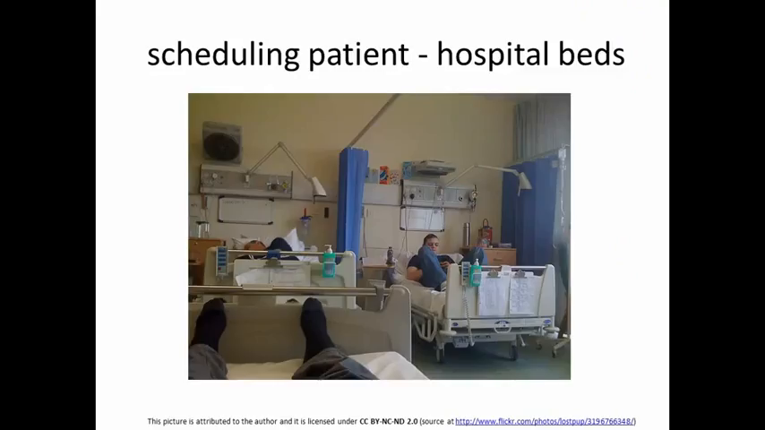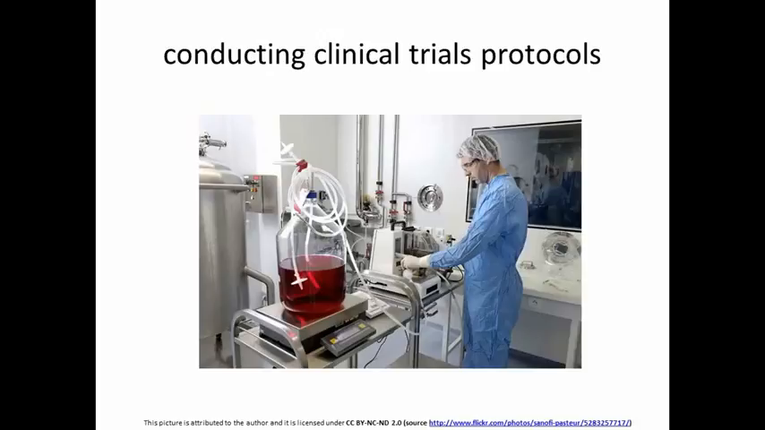So I will start by showing several real-world applications of AI planning in the domain of medicine. One example is how to schedule the beds that are needed in a hospital for all the patients that come on a daily basis. Another example is how to use AI planning for conducting clinical trial protocols and comply with all the requirements that are specified in these protocols.